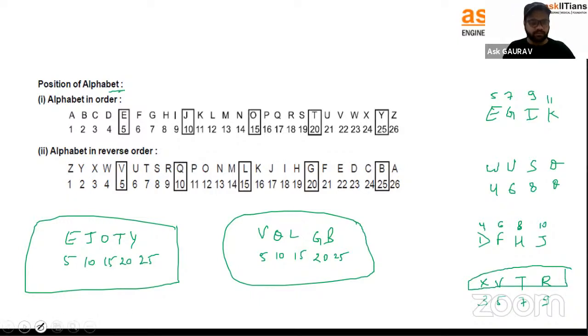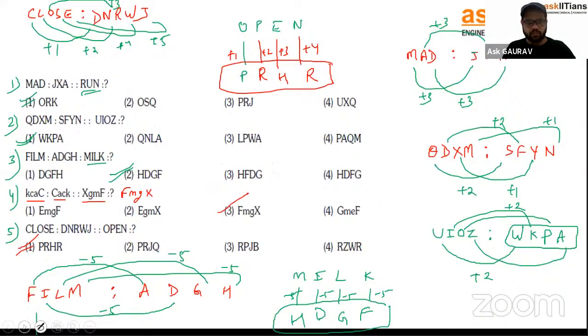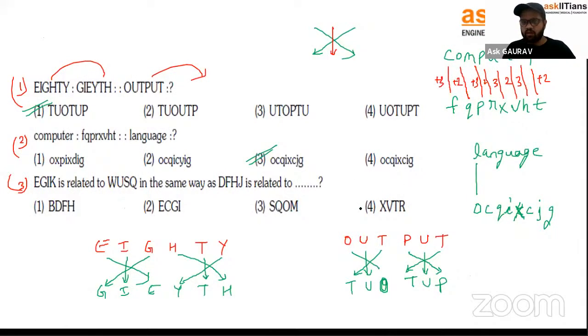Is that clear? X, V, T, R, the fourth option. Guys, is that clear or not?